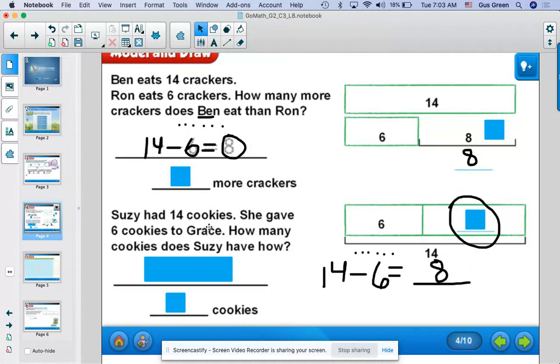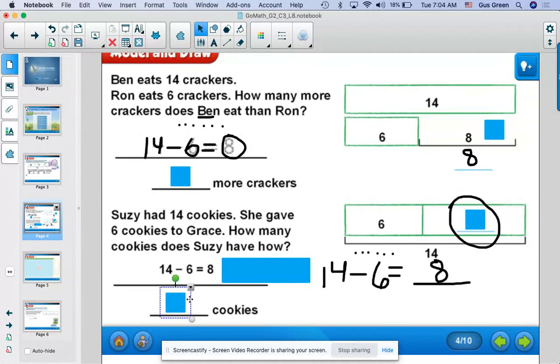So we could check our answer on this slide. 14 minus 6 is 8. And I can try to get this one to move too. I'm not sure why my computer's so slow. Bear with me. There we go. She has 8 cookies now.